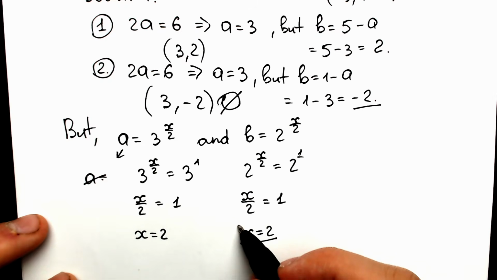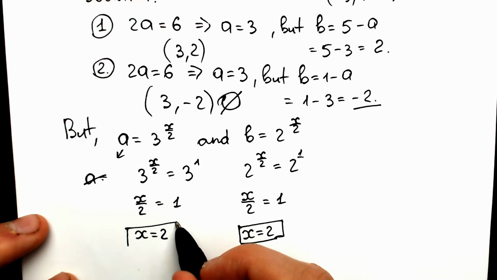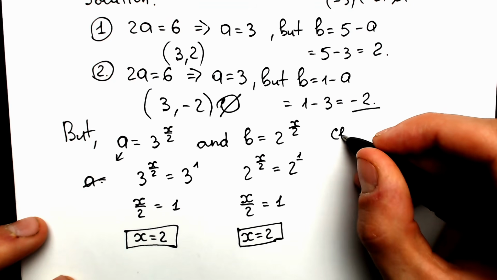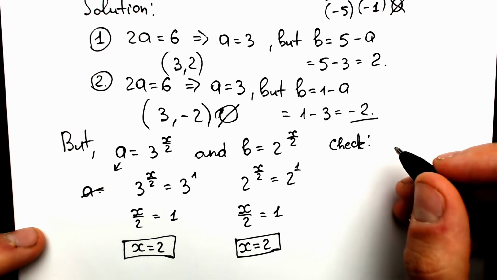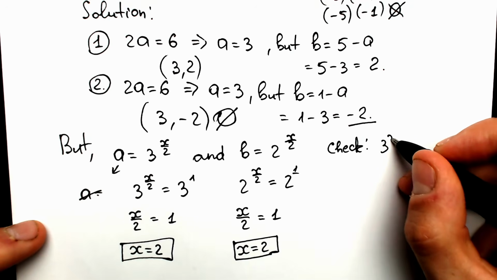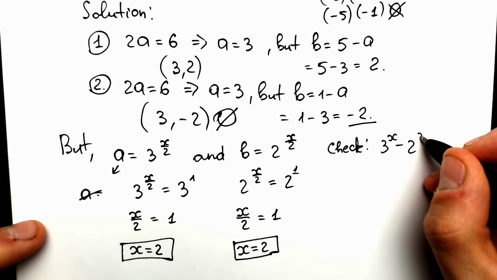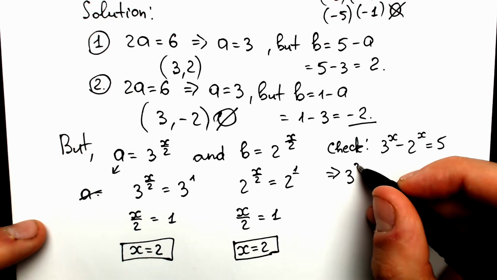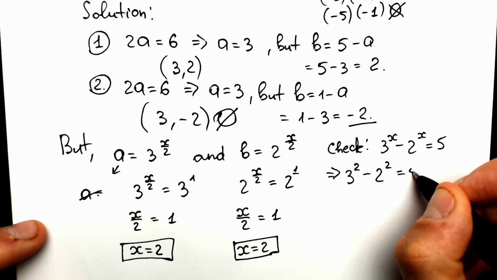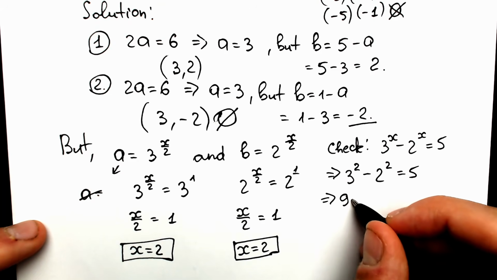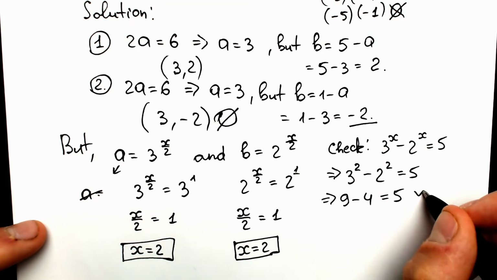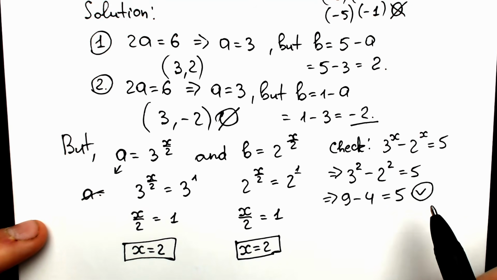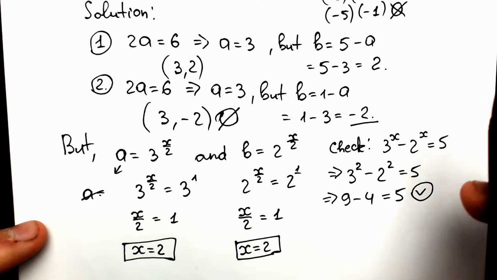So basically x equal to 2 is a root to our question, but let's check it. So check. We have 3 to the x minus 2 to the x equal to 5. As a result, we have 3 to the power 2 minus 2 to the power 2 equal to 5. So we have 9 minus 4 equal to 5, which is an absolutely correct expression for us. And this is my solution to this question.